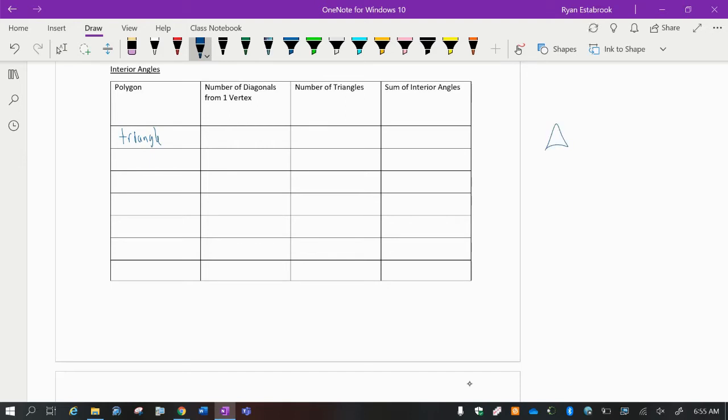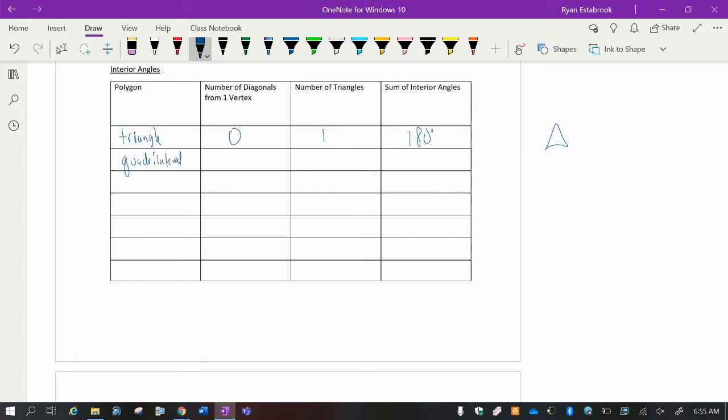If I look at a triangle, how many diagonals can I draw from any vertex? Well, I can't draw any, so 0. How many triangles do we have here? 1. I know that the sum of these interior angles is 180 degrees. So this is our basis for all the other ones. We already knew that a triangle added up to 180 degrees. Let's go on to our next shape, which is the quadrilateral.